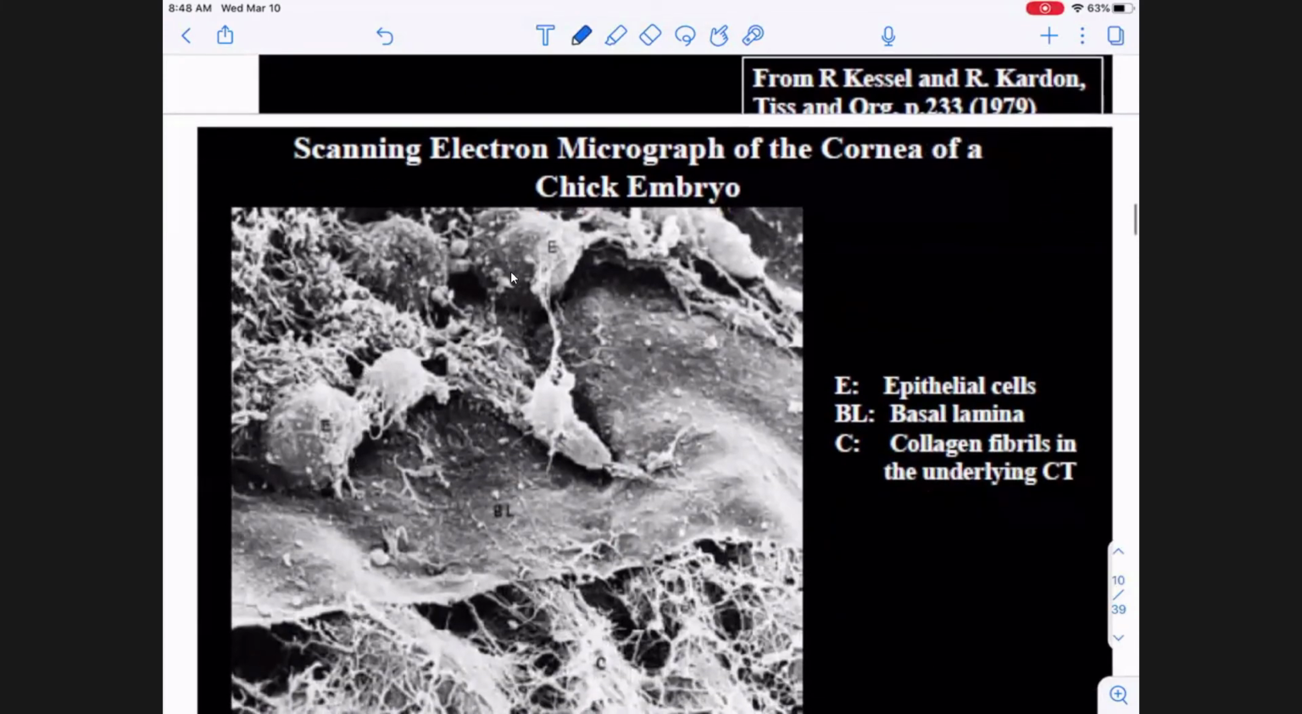And that's why we use SEM for the cornea, because SEM is generally used for sizes larger than 100 nanometers. That's the cornea of a chicken embryo. These are the cells. This is the membrane, that's the BL. That's the basement membrane.